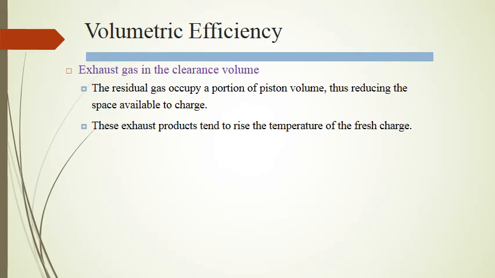The exhaust gas in clearance volume. As the piston moves from top dead center to bottom dead center on the intake stroke, these products tend to expand and occupy a portion of the piston displacement greater than the clearance volume, thus reducing the space available to the incoming charge. Moreover, these exhaust products tend to raise the temperature of the fresh charge, thereby decreasing its density and further reducing volumetric efficiency.